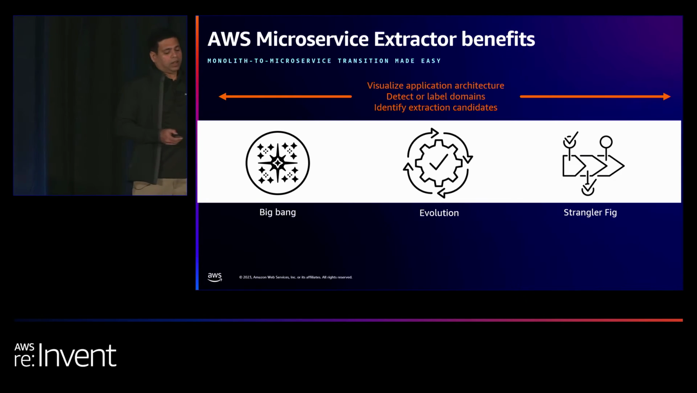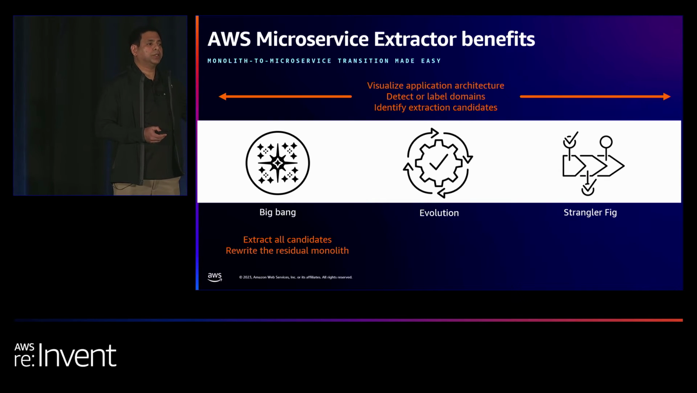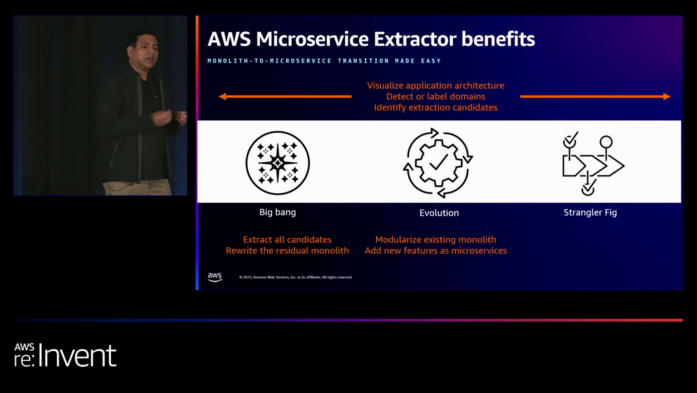And then when it is the big bang approach, you are going to do all the extractions in one shot. If it is evolution, you're not doing extraction at all. Because remember, the idea is that you are not trying to touch your original monolith. But still, in order to wrap new services around your existing service, you need to understand the business domain. So still, the tool helps you with that.